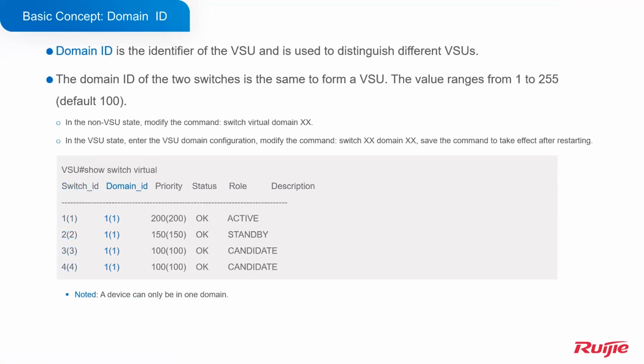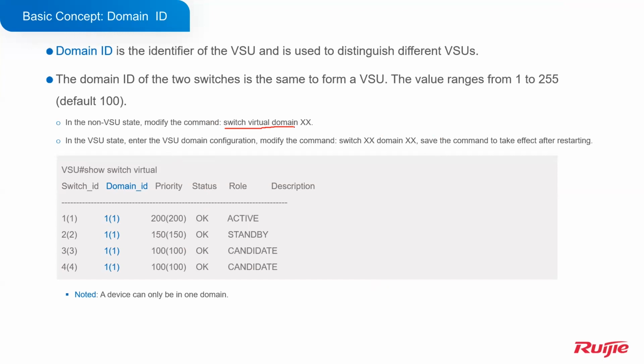And the second one is the domain ID. The domain ID is the identifier of the VSU and is used to distinguish different VSUs. If you want to deploy multiple switches in the same VSU, you have to give them the same domain ID. The domain ID range is from 1 to 255, and the default value is 100. You can use the command switch virtual domain, followed by the domain ID, to change it.